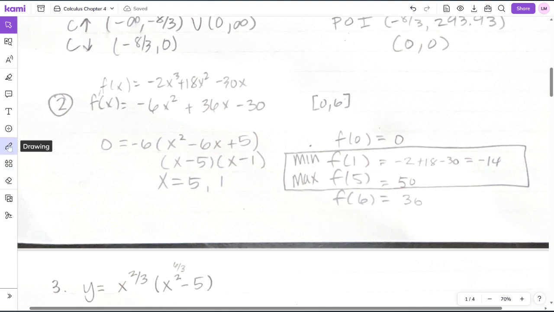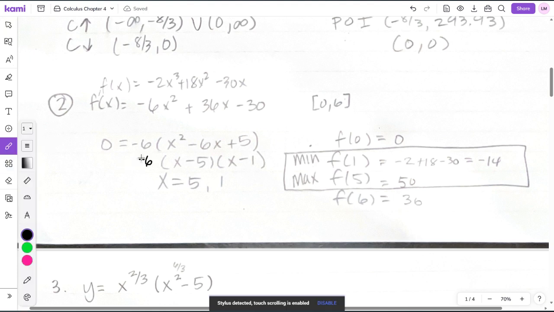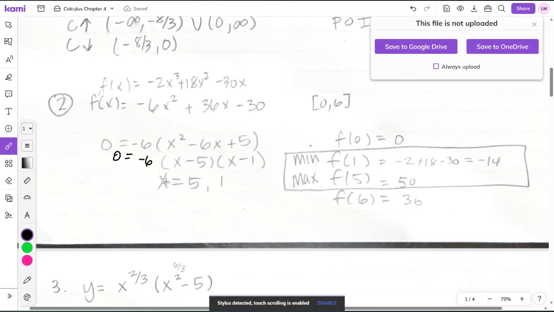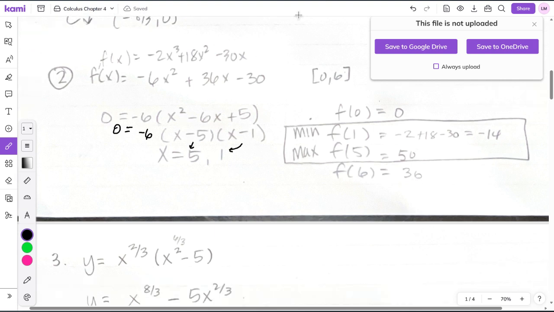It should be equal to 0. So I set all of these equal to 0. Negative 6 equals 0 is nothing. X minus 5 equals 0 gives me 5. X minus 1 equals 0 gives me 1. I plug in 1 and 5. I also plug in my endpoints and see which one's the highest and which one's the lowest. I don't have to make a chart.